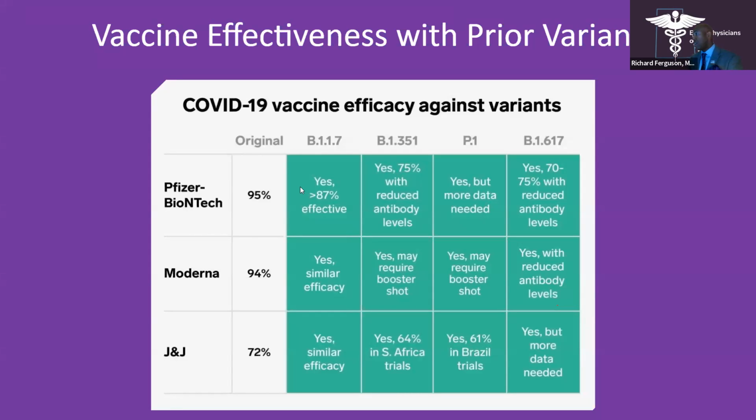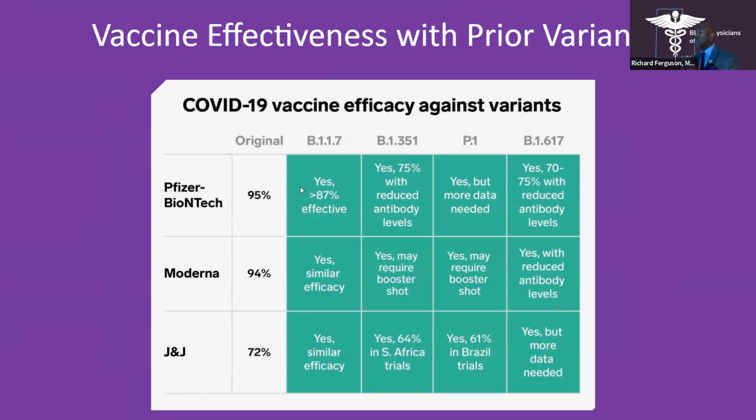But also J&J, which I think should have been a 2-shot series. Now they're saying the second shot is a booster, which you can get within 2 months after receiving your first. But that's why we can see efficacy with the Wuhan all the way to Delta slowly went down.